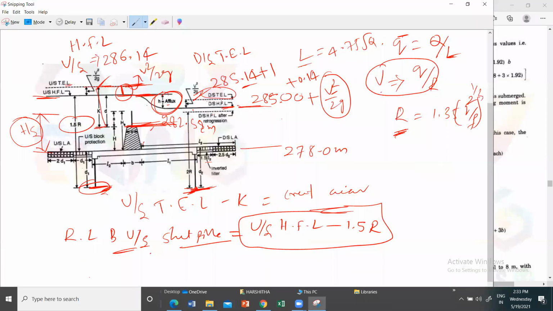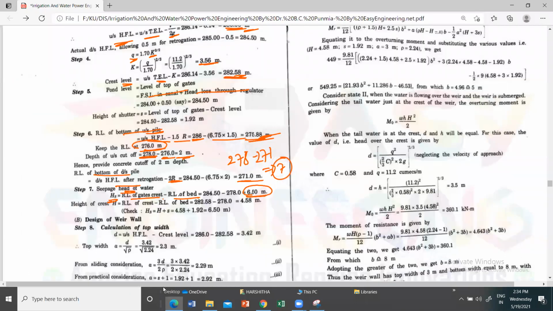Reduced level of the gate crest. So this will be the reduced level of the gate crest minus the bottom of the channel. The bottom of the channel level we know, 278. 284.55 minus 278, you are getting 4.58 height of crest.